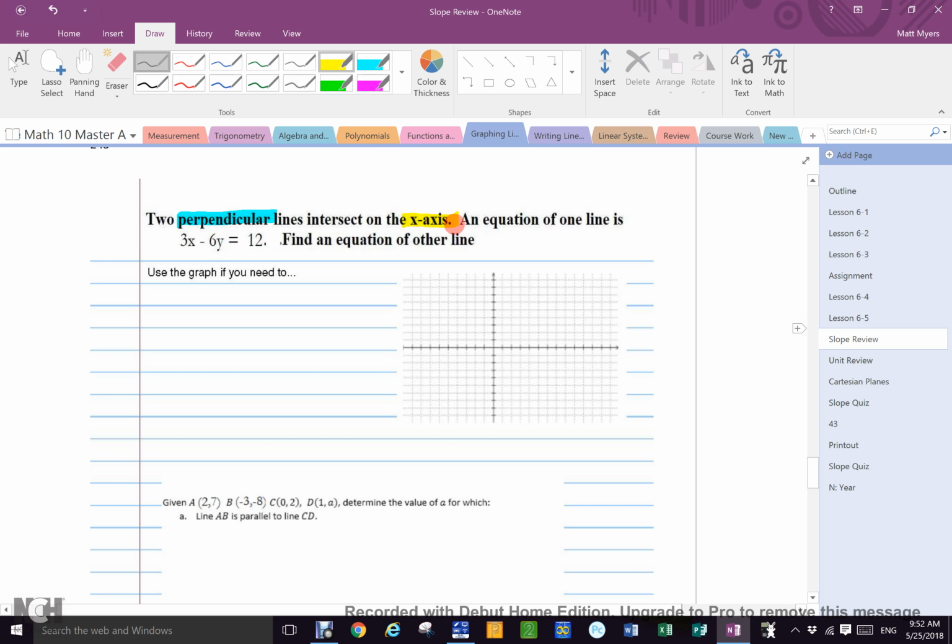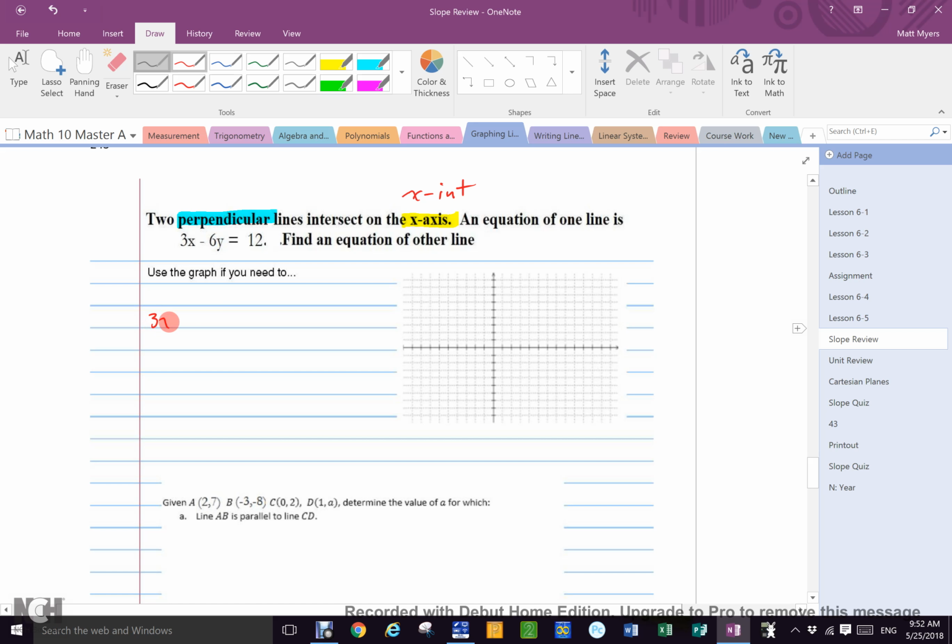They intersect on the x-axis. So what does that mean? They share something. What do they share? An x-intercept, right? So that's the x-intercept. One of the lines is that.